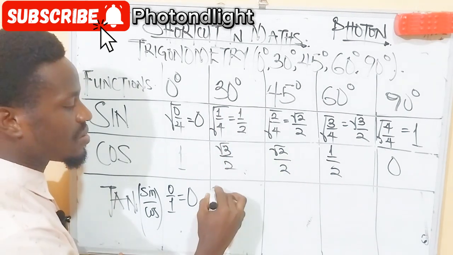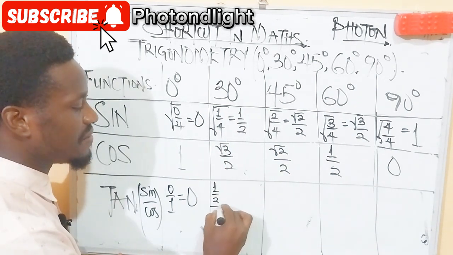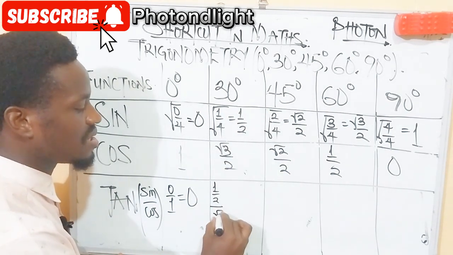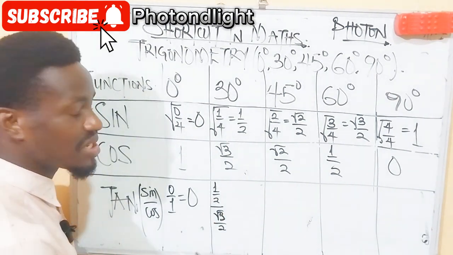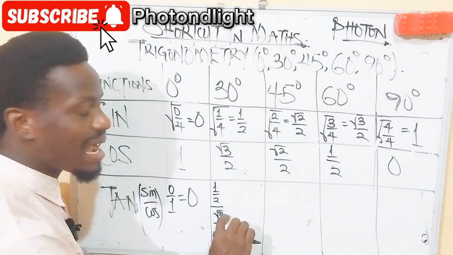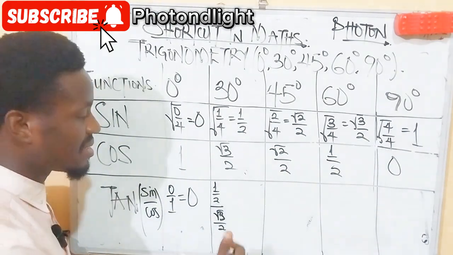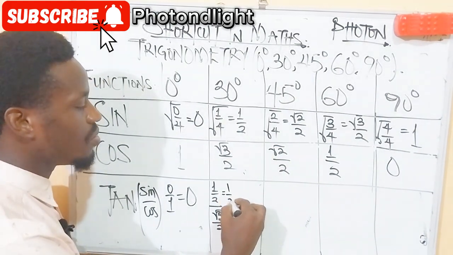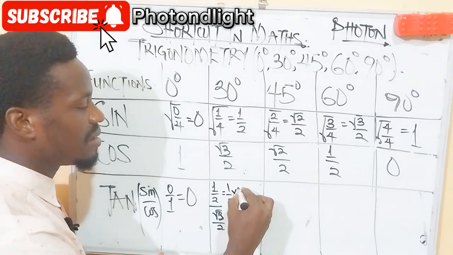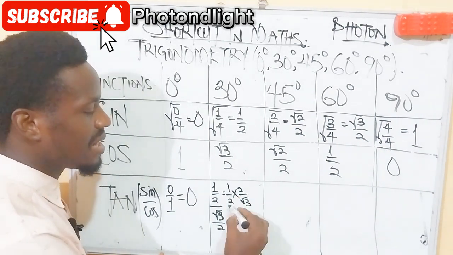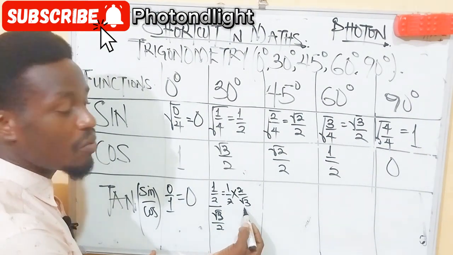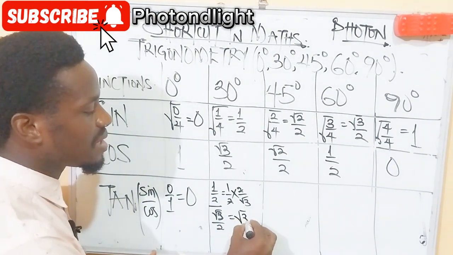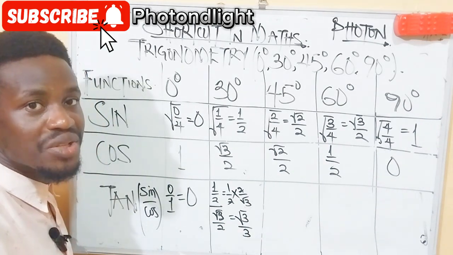The next one is 1 over 2 divided by what you have for cos, which is root 3 over 2. From our knowledge of mathematics, we know that the one at the bottom is going to have an inverse. So we're going to have 1 over 2 multiplied by 2 over root 3. And definitely we cancel the 2s. Now you're left with 1 over root 3, which is the same thing as root 3 over 3 after rationalization.